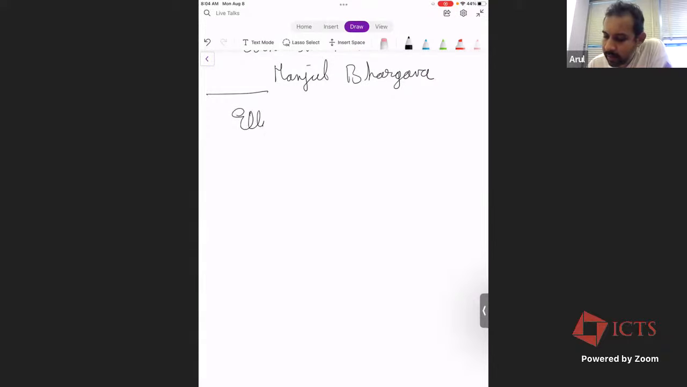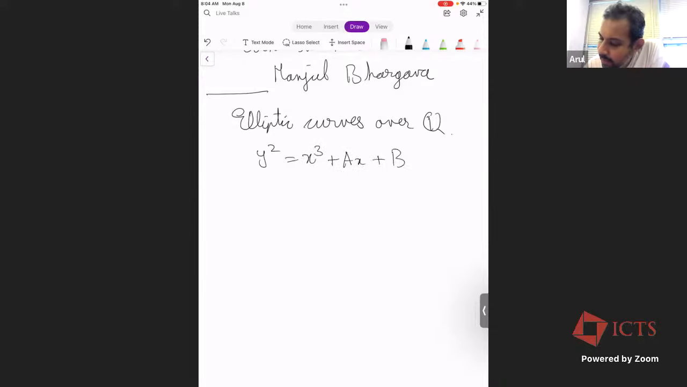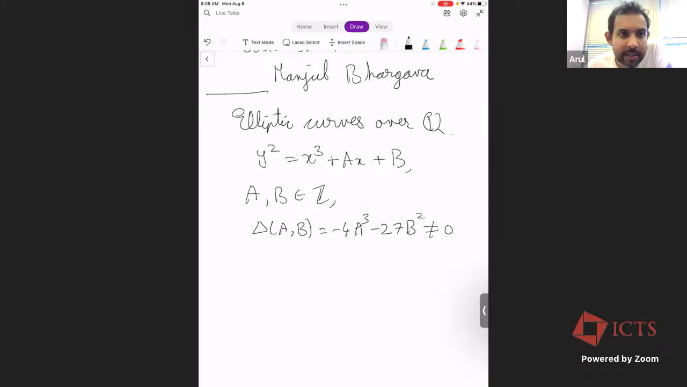So we're going to be looking at elliptic curves over Q. And every elliptic curve over Q can be written in the form y squared equals x cubed plus ax plus b, where a and b are integers, where this cubic polynomial x cubed plus ax plus b has distinct roots. So we will require the condition delta(a, b), which is minus 4a cubed minus 27b squared, to not be 0. That's the discriminant of the cubic polynomial.